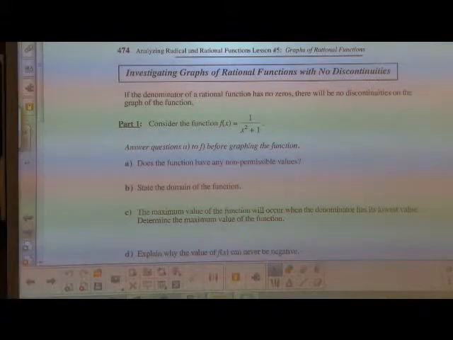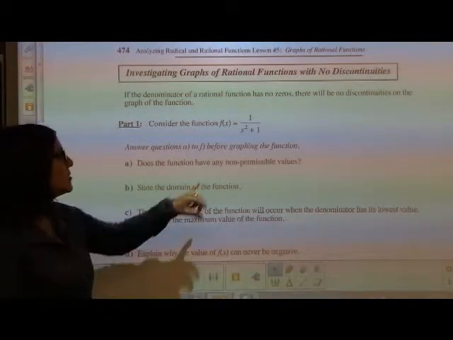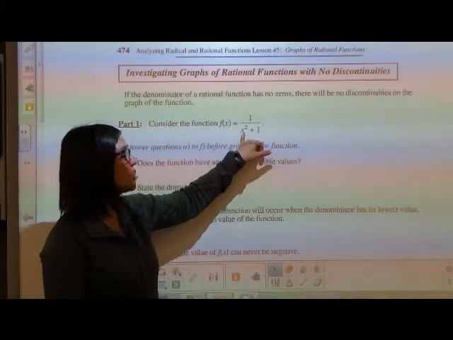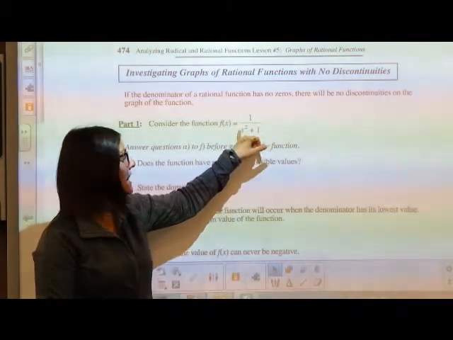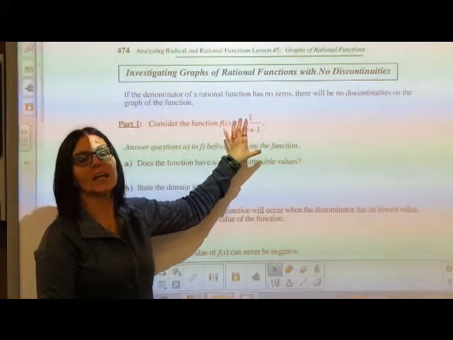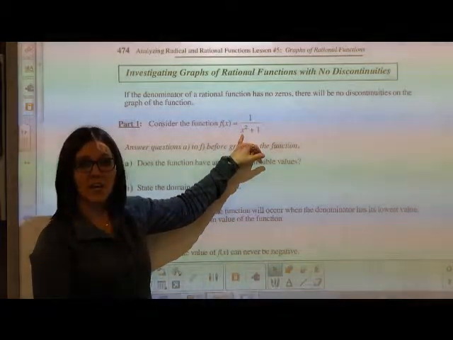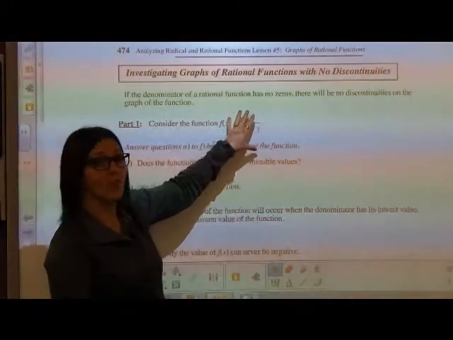So if we look at the first set of graphs that have no discontinuity: if the denominator of a rational function has no zeros, there will be no discontinuities. So the type of function that is not going to give us non-permissible values are functions where the x value is squared, or to the power of 4, or to the power of 6. Anything where, no matter whether x is positive or negative, I can never get a negative value. So in this one right here, if x is -9, when I square it, I get a positive 81.